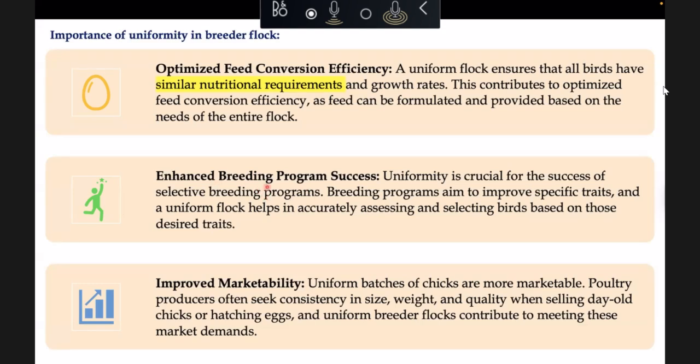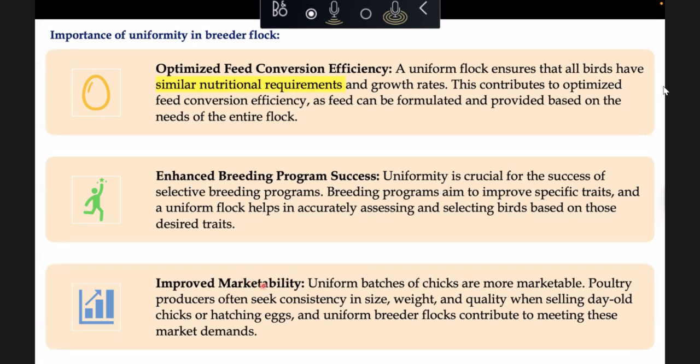Although this is not always correct, because if we have variation, then we can go for the superior criteria, but too much variation will not create a uniform flock later on. That is why they also focus on having a uniform breeder stock or grandparent stock.